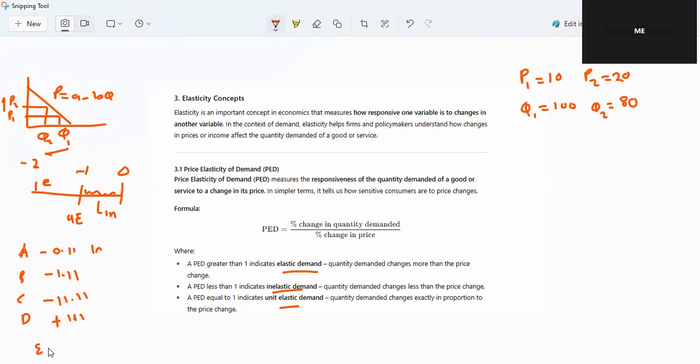And E is -1.0. Then B is elastic because it is more than 1. C is also elastic. It's more than 1, it's this side. E is unit elastic. Okay? Then D does not qualify to be elasticity of demand. It can be elasticity of supply, because positive is not qualifying to be elasticity of demand. Okay, I hope I've made myself clear.